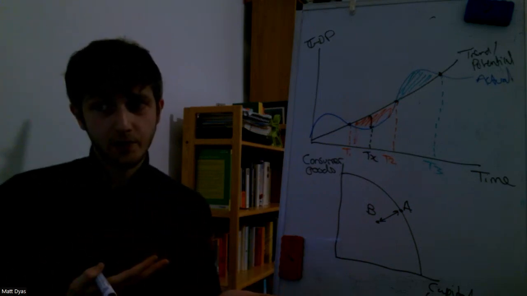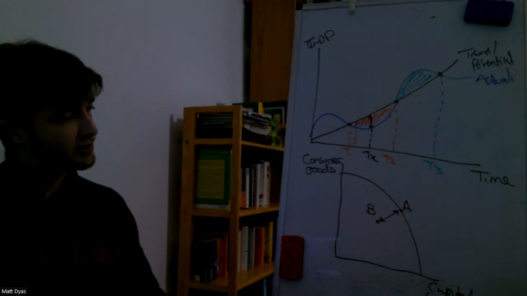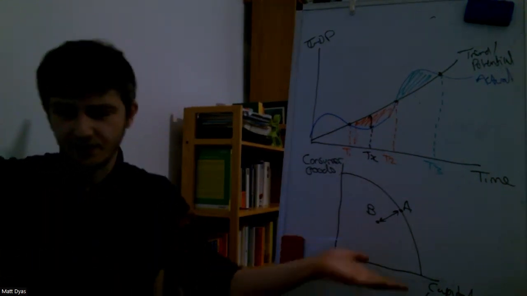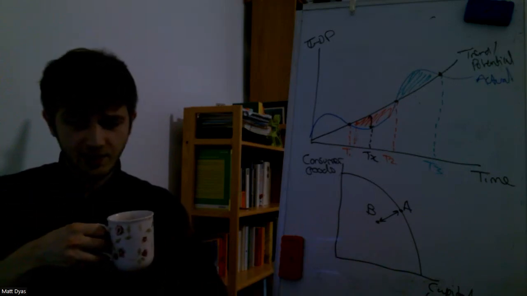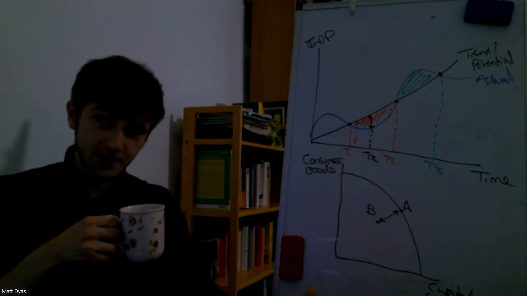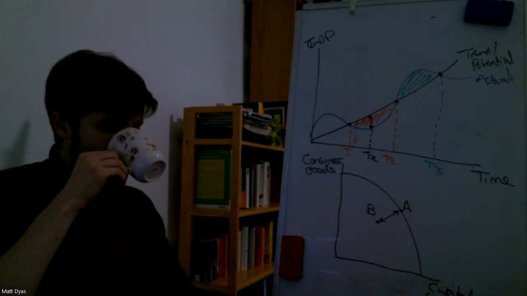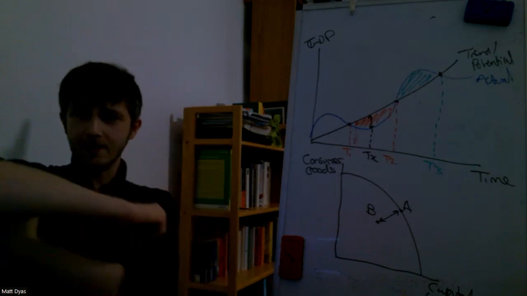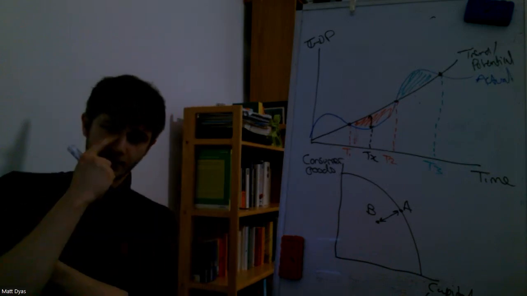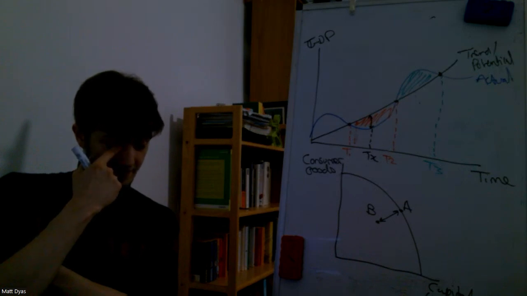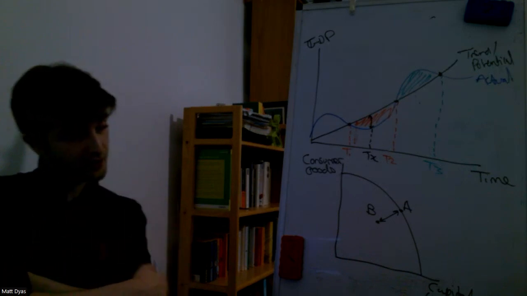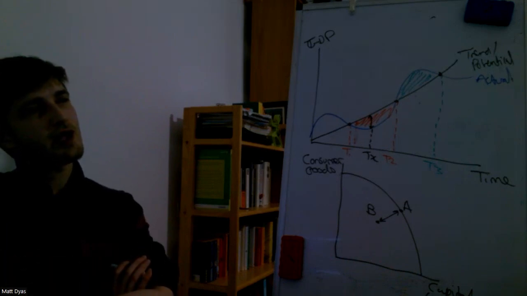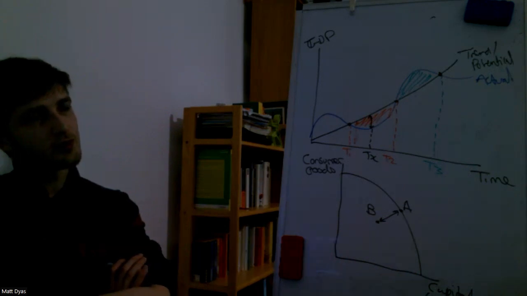So positive output gap on a PPF. Answers in the chat. How might we show a positive output gap? Negative, you just show a difference between a point inside the curve and outside the curve. How might we show a positive output gap? Let's see if you can use your intuition. Someone says shift in PPF, and that is a good answer, but it is incorrect, because a shift in the PPF would mean a change in potential.